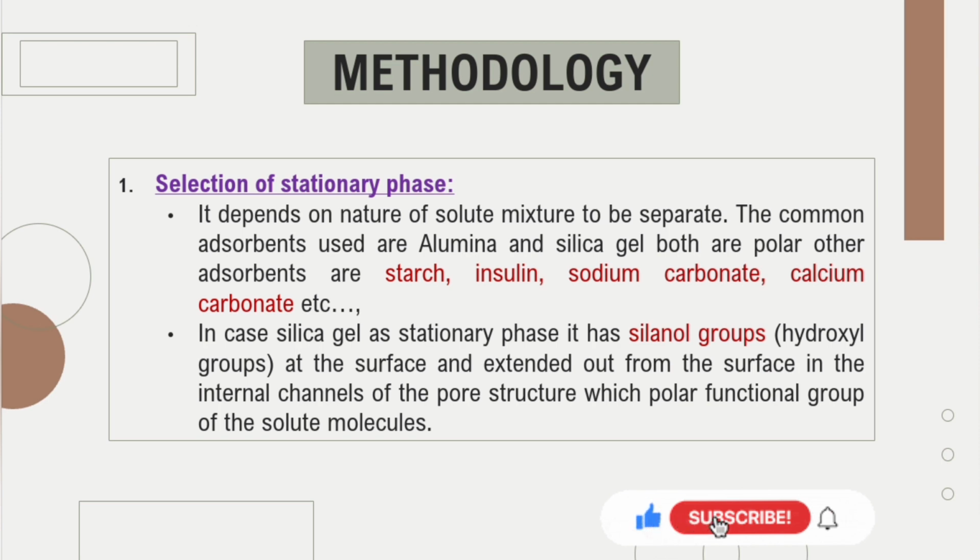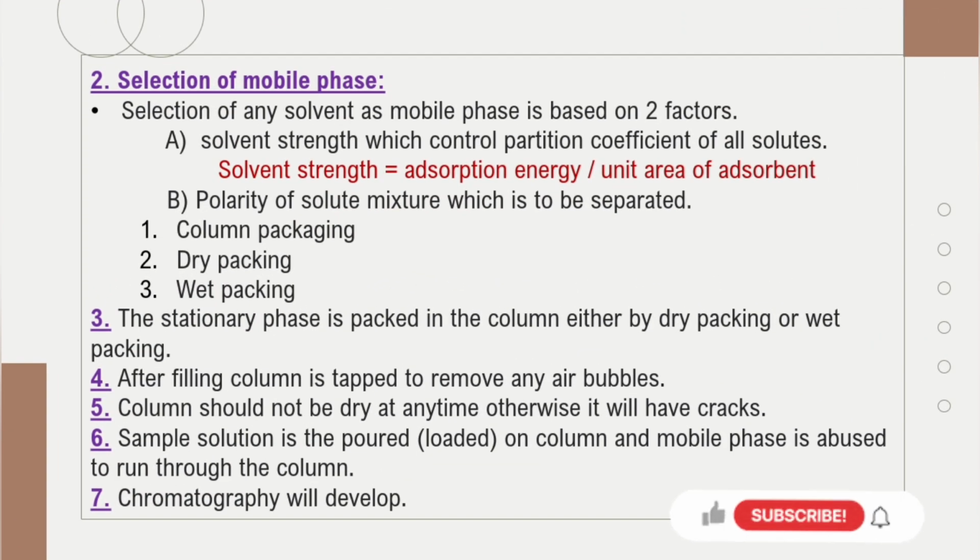In case of silica gel as stationary phase, it has silanol groups, that is hydroxyl groups, at the surface and extended out from the surface in the internal channels of the pore structure, which are polar functional groups that interact with the solute molecules. Next one, selection of mobile phase.